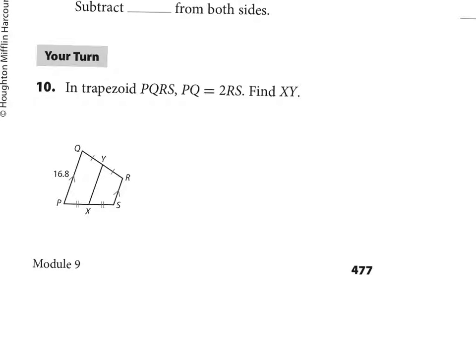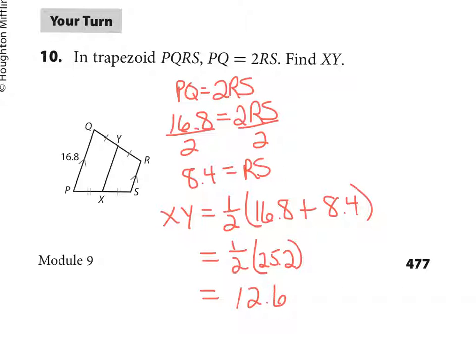So this one you had to actually find RS first, but it gave you that PQ equals 2RS. I know that PQ was 16.8, so I put that in there. Divide by 2, and I get 8.4 equals RS. And then I just did the formula, 1/2 times 16.8 plus 8.4, and it gives me 12.6. And that is all there is, and I will see you tomorrow.